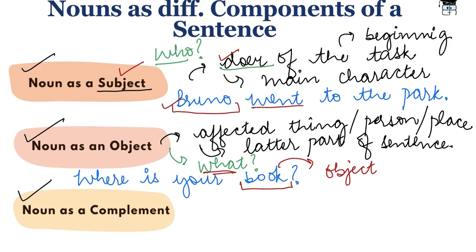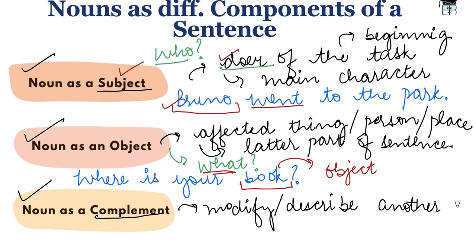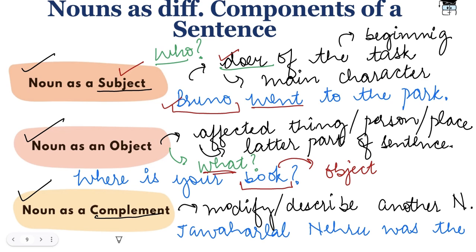Okay. Moving on to the next type, which is noun as a complement. Now, when a noun is used to modify or describe another noun, it acts as a complement to that noun. Understand this with the help of an example. Okay. If I have to say, Jawaharlal Nehru was the Prime Minister of India.